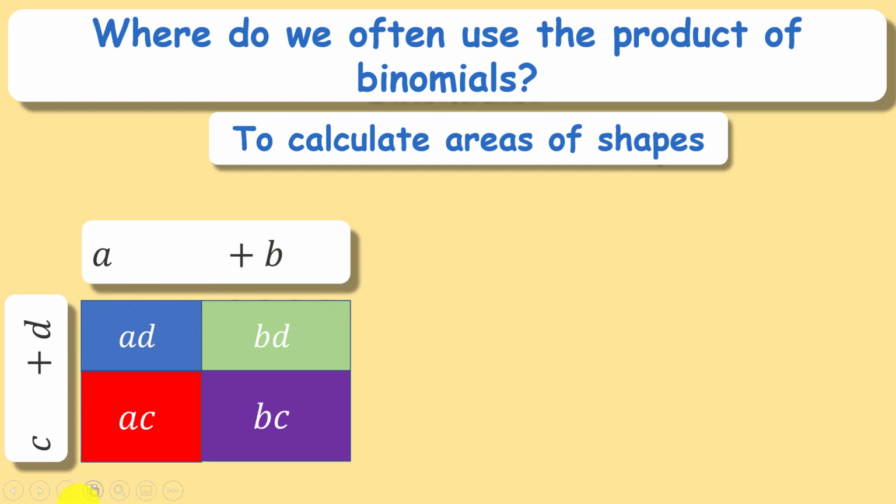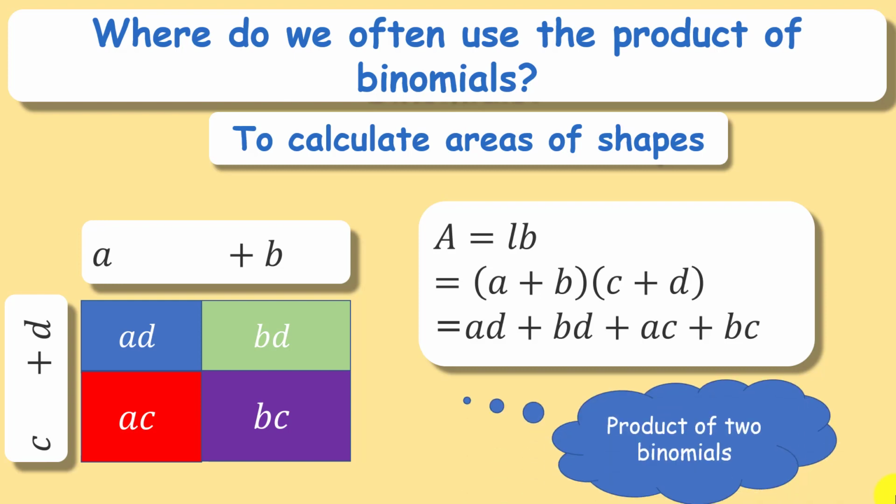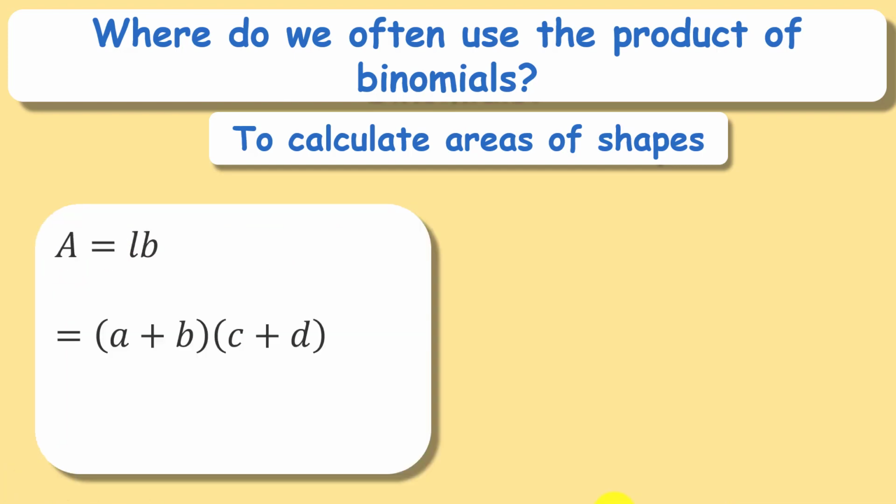The same with the width, c plus d. So if we want the area, we want to multiply a plus b, the binomial, times c plus d, another binomial. And we have to multiply each number in the one bracket by each number in the other bracket. And that will give us ad plus bd, b times d, plus bc, b times c, plus ac, a times c. There is a quicker way to do this, or a method that ensures that we multiply each number in the one bracket by the number in the other bracket.